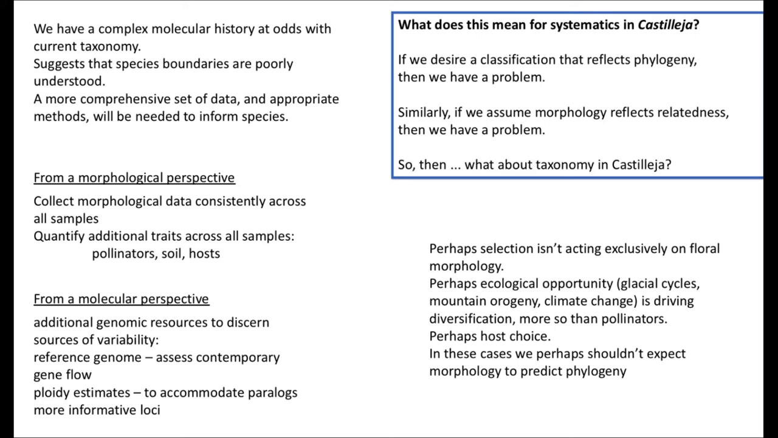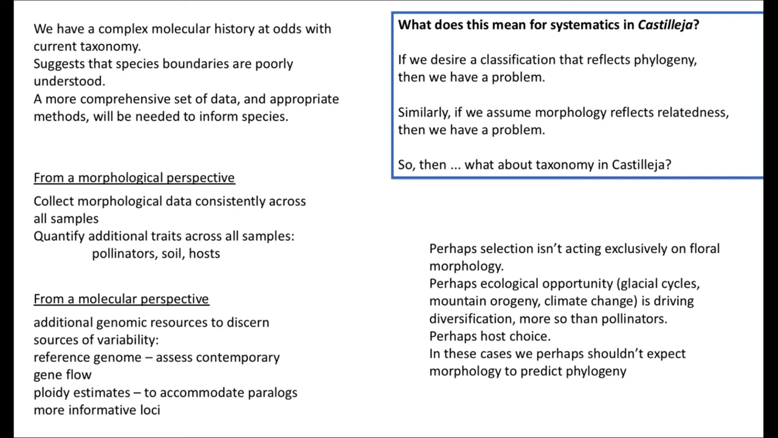And then I really do feel like I need to just address this question. So what does this mean about taxonomy? I feel like the entire talk has been about how much our taxonomy is confusing matters, or at least not tracking the phylogeny. What does this tell us then about what we're trying to do when we're in the field trying to put a name on something? And the short answer is I don't know.